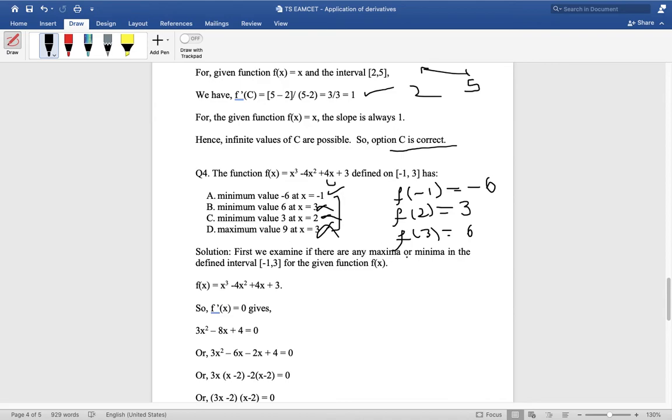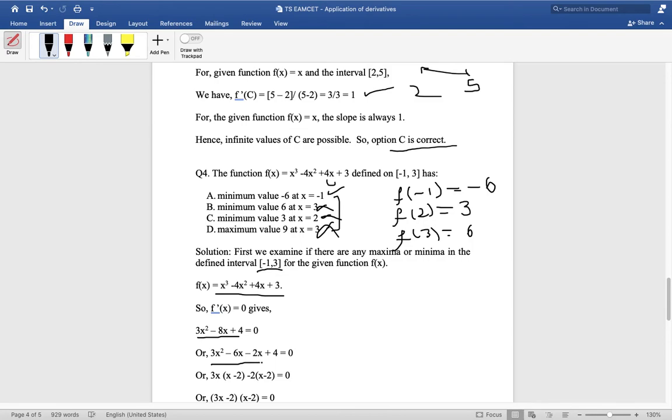First, we have to examine if there are any maxima or minima in the defined interval minus 1 comma 3 for the given function f(x). f(x) is given as x cube minus 4x square plus 4x plus 3. Just take the derivative. Bring the power down, decrease the power by 1, 3x square. Bring the power down, decrease the power by 1, minus 8x plus 4 is equal to 0. Constant's differential is 0. Now you have to factorize it.